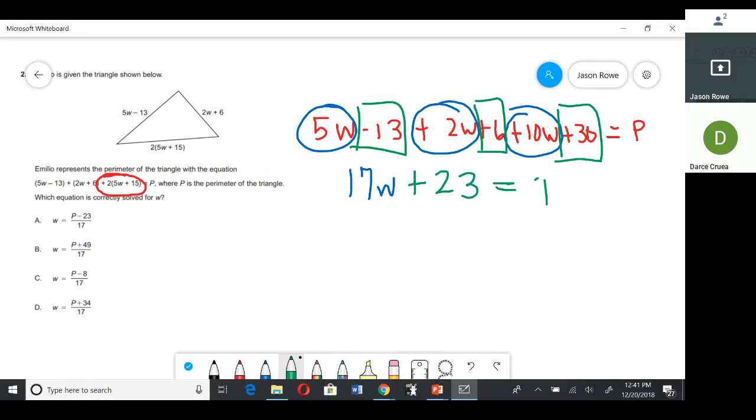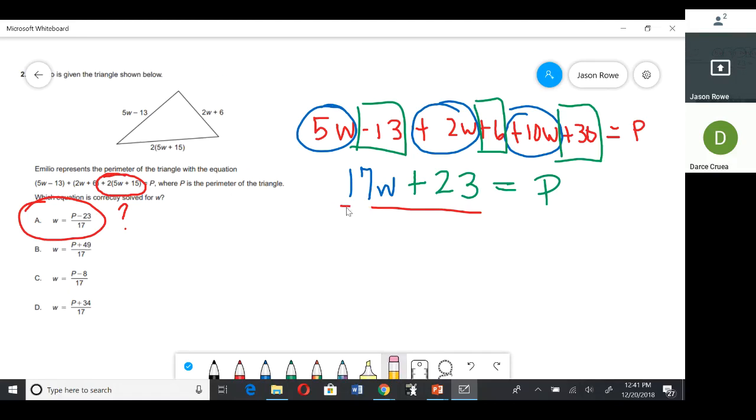Okay, so now here's something that you can do: if you look at the answer choices, you see the only one that has a 17 and a 23 in it is A, so probably that's going to be your answer. But we want to go ahead and work through and solve it just to make sure that we're right.